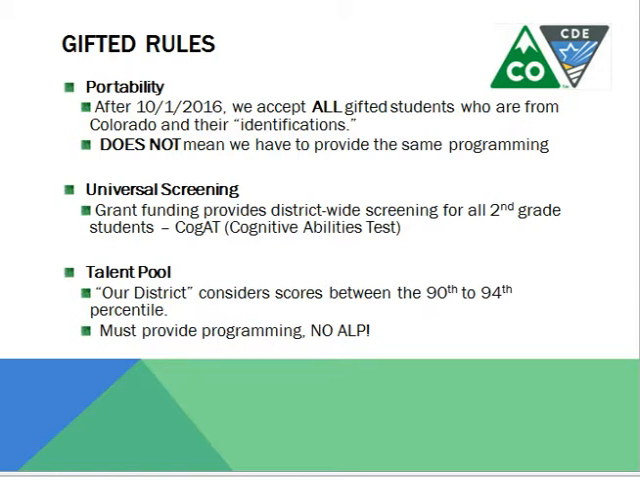The body of evidence for some students may not lead to formal gifted identification, but the data may demonstrate that the student should be included in a talent pool. For our district, our talent pool considers scores between the 90th to the 94th percentile. If we do deem a student in the talent pool category, we must provide programming, but they are not on a formal ALP, nor do they have formal identification. It is defined as a group of students who demonstrate advanced or even exceptional ability in a particular area, but at this time they just don't meet that gifted criteria for identification.